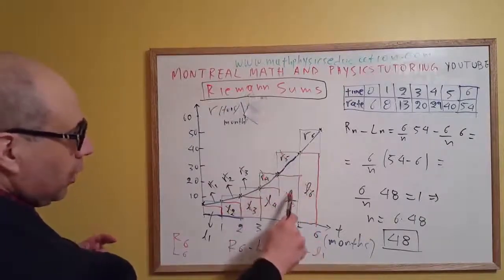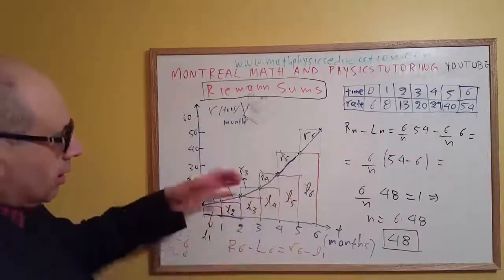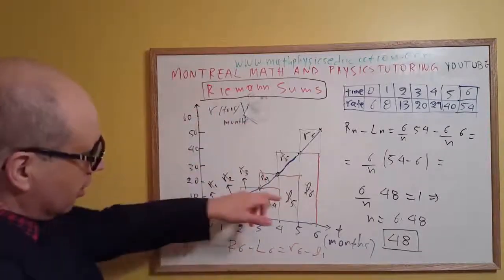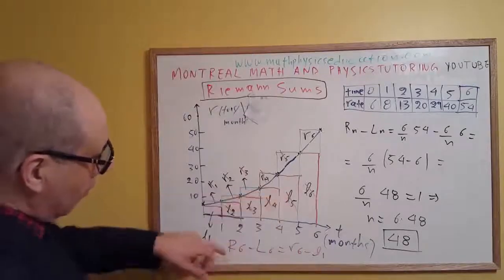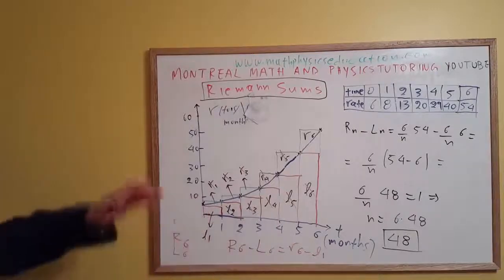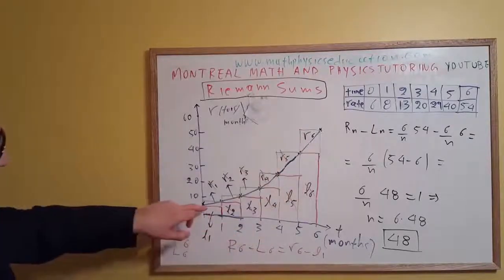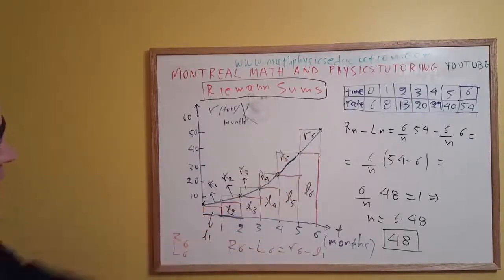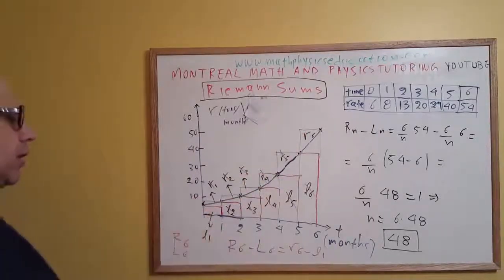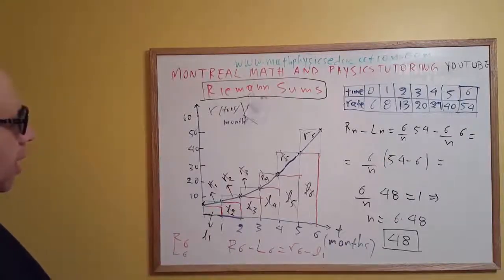The R4 will be equal with the L5. So the R4, which is the fourth rectangle of the R6, will be cancelled with the L5 of the capital L6, and so forth. The only things that will remain are the rectangle R6 and the rectangle L1. The R6 is from the right-hand Riemann sum, and the L1 is from the left-side Riemann sum.